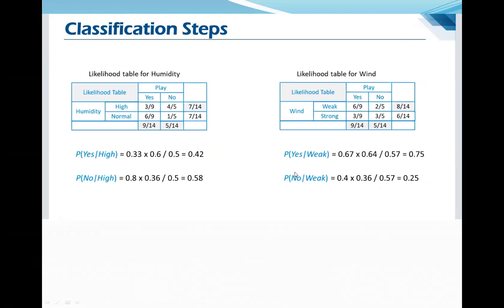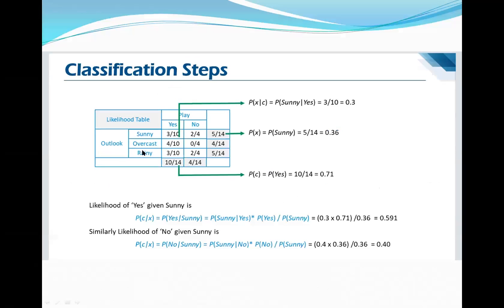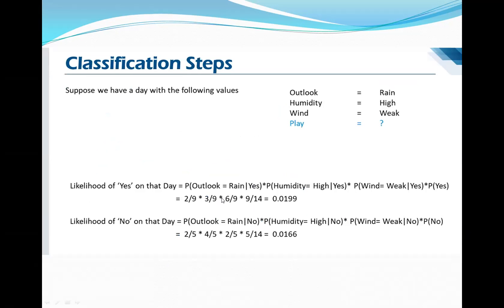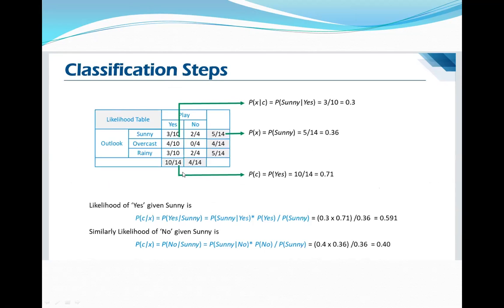We have to calculate the probability of rain given yes. Whatever I computed here for sunny, in a similar way you have to compute for overcast and rainy. Once you compute that, from the table you can easily take the outlook equal to rain given yes. This value is 2/9. We will see how to take this value.